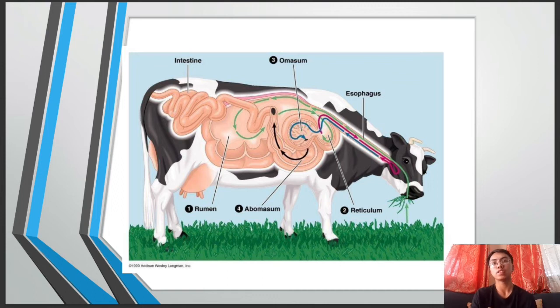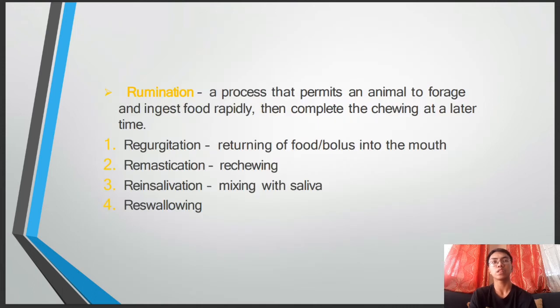So next slide is rumination, a process that permits an animal to forage and ingest food rapidly, then complete the chewing at a later time. First is regurgitation, returning of food or bolus into the mouth. Second, remastication or rechewing. Third is reinsalivation, mixing with saliva. Fourth is reswallowing.